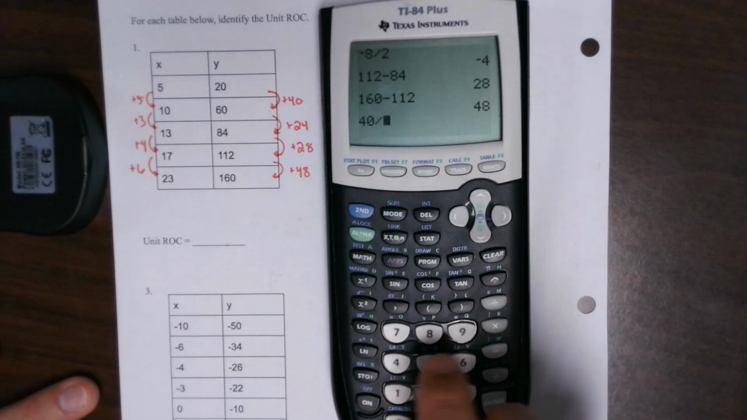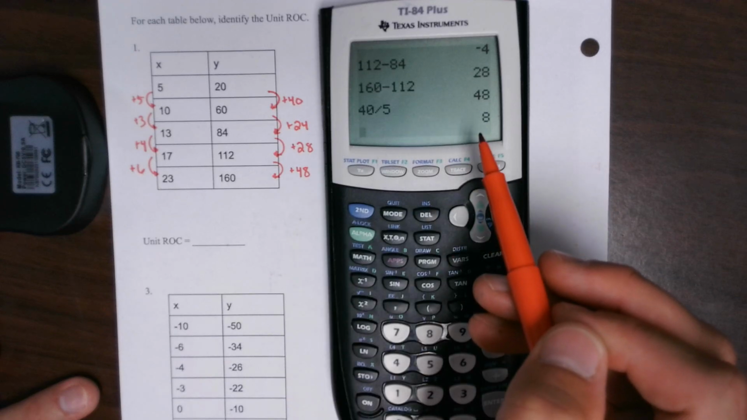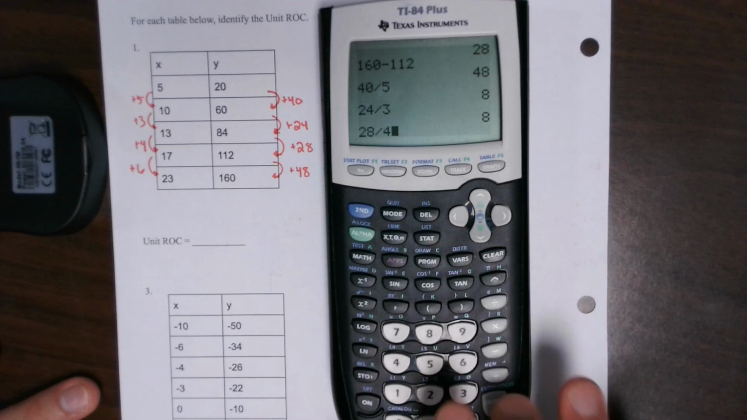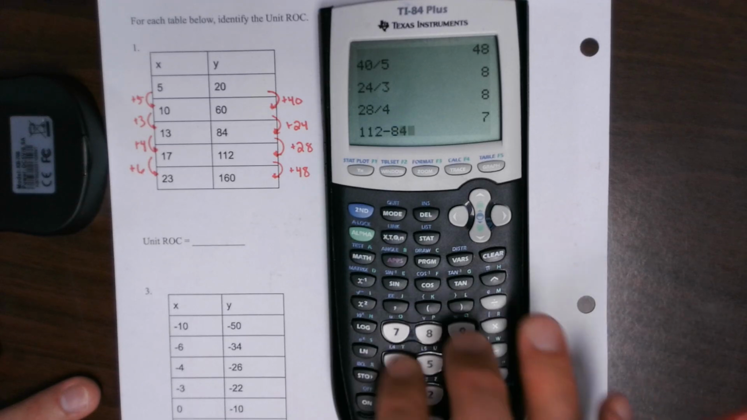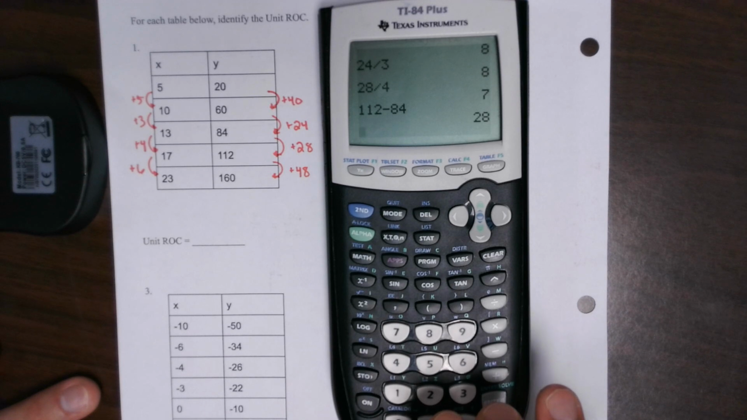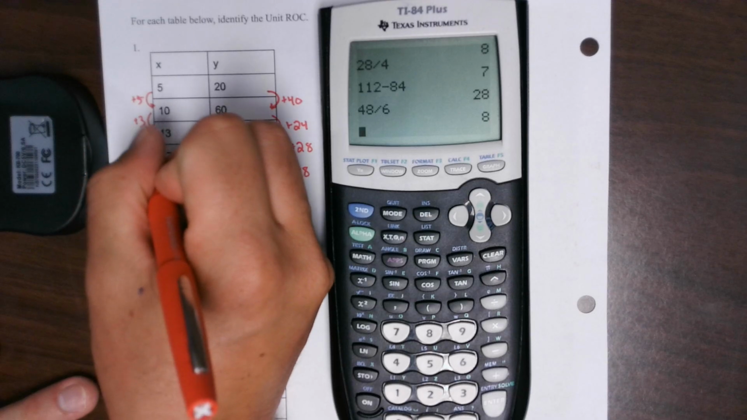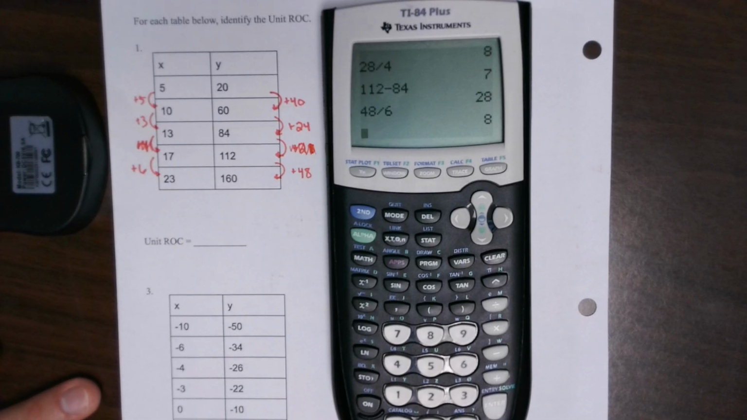So 40 divided by 5 is 8. So that's telling me right now that we think the unit rate of change is 8 y's per 1 x. Let's see if that holds true for the others. 24 divided by 3 is 8. 28 divided by 4. Ooh, something's wrong there. Maybe that's supposed to be 38. Let's try that again. 112 minus 84. 28. 13 to 17. Hey, that's a typo, because 48 divided by 6 is still 8. So yeah, this is a typo here. Ignore this one. That was supposed to work out a little bit different. So just pretend that we didn't see that one.